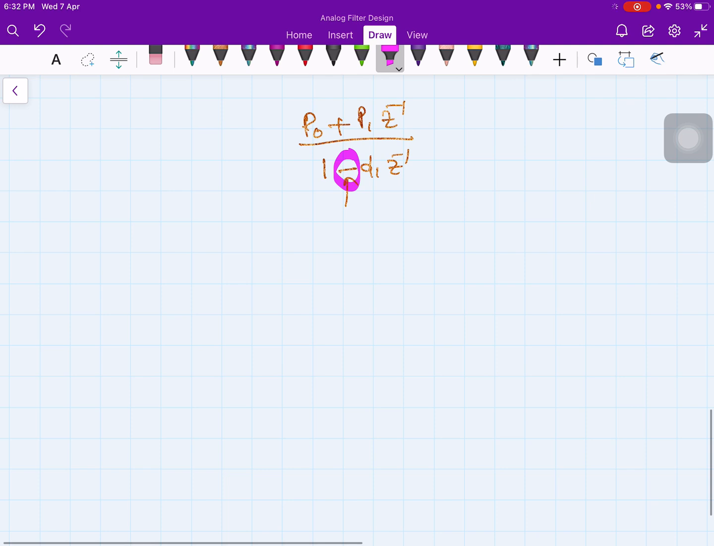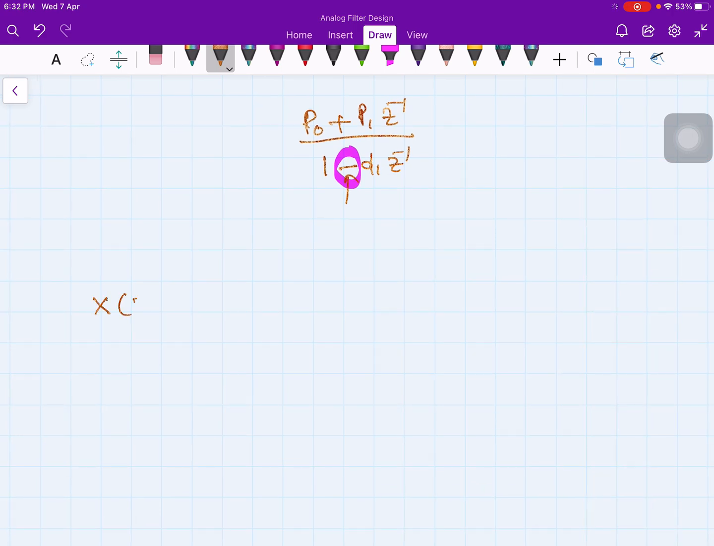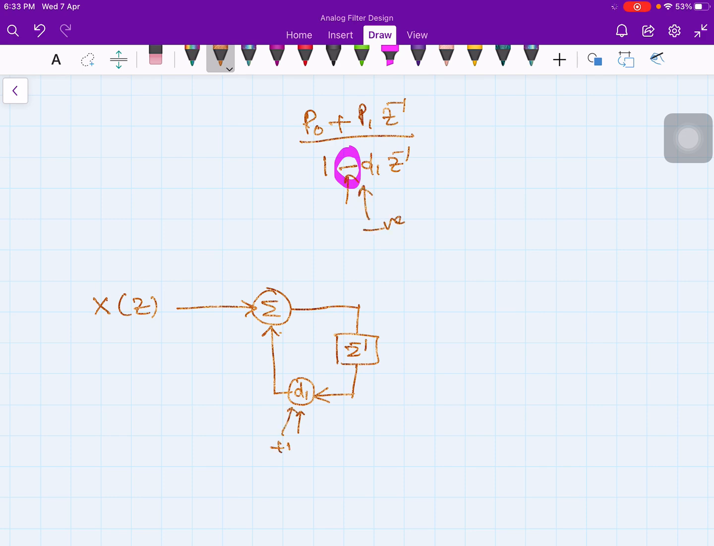Now if you remember the structure that we have drawn in the last lecture, let me draw it. x of z is given to a summer, then z inverse, a feedback through multipliers. This is d1, like this, and it would be d1 now. Not minus d1. Please be careful, because I have taken the negative sign here, therefore this is a positive sign here.